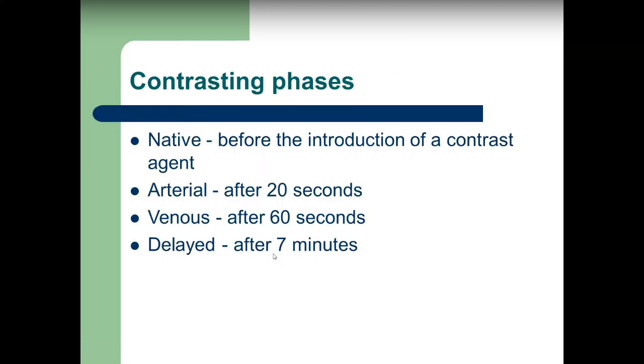In abdominal CT, we make numerous phases. So this examination is called multi-phase CT, multi-phase abdominal CT. First native, before the injection of contrast agent, then arterial. After 20 seconds, we can see that the aorta and aortic branches are filled with contrast media. Then venous, density in veins is maximal, and the last, delayed phase.